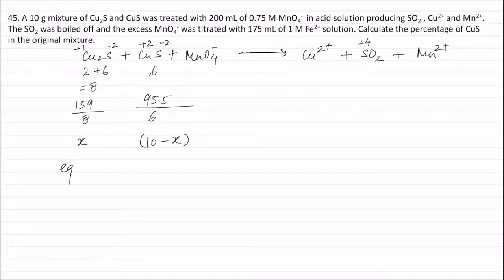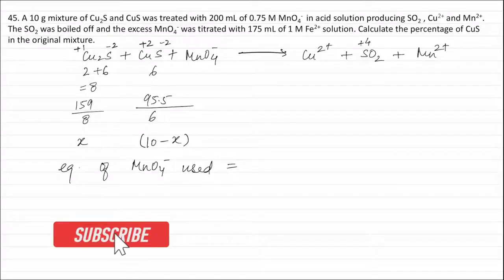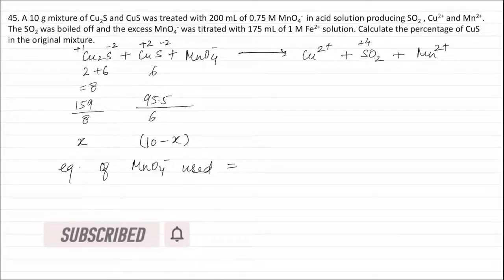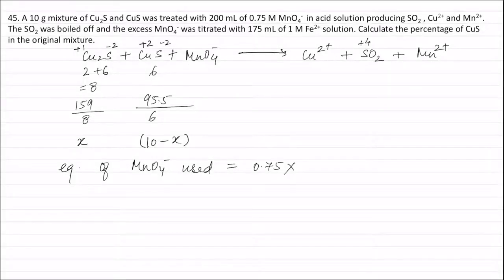Now equivalents of MnO4⁻ used will be equal to equivalents of MnO4⁻ present, which is equal to molarity of MnO4⁻, that is 0.75, into volume in liters, that is 200 divided by 1000 liters, into valency factor, that is 5, minus equivalents of MnO4⁻ left after the reaction, which is equal to equivalents of Fe²⁺ ion.